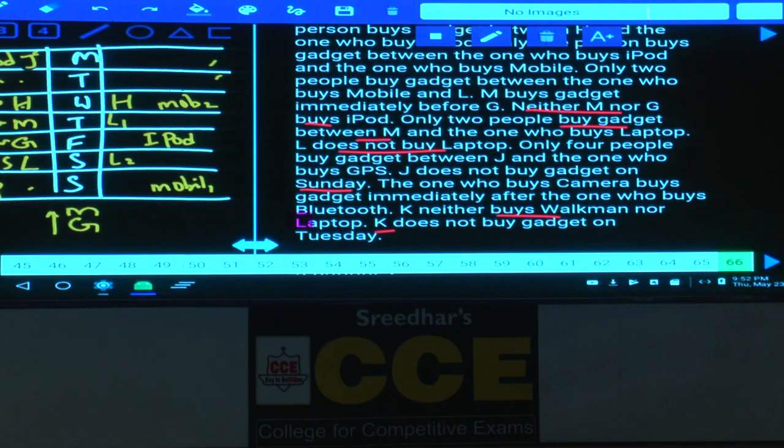K neither buys Walkman nor laptop. In this case, the second case is completely ruled out, isn't it? Now we are left with only the first case. In the first case we have 2 different possibilities, isn't it? As we have two different possibilities in the first case, now we need to write down those two possibilities separately. Then finally, tell me what are the possibilities we have.